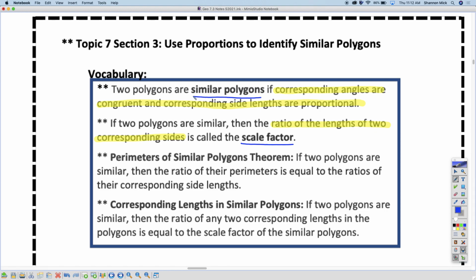Okay. So perimeter of similar figures of a polygon theorem. If two polygons are similar, then the ratio of their perimeters is equal to the ratio of the corresponding side lengths. The ratio of the perimeters is equal to the ratio of the corresponding side lengths. That's going to be important. Perimeter, what is perimeter? When you add up all the sides.